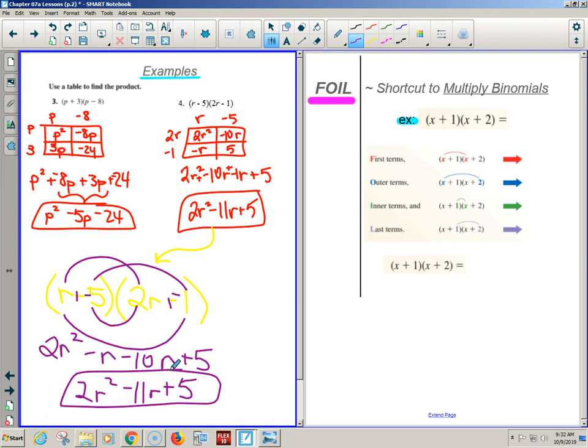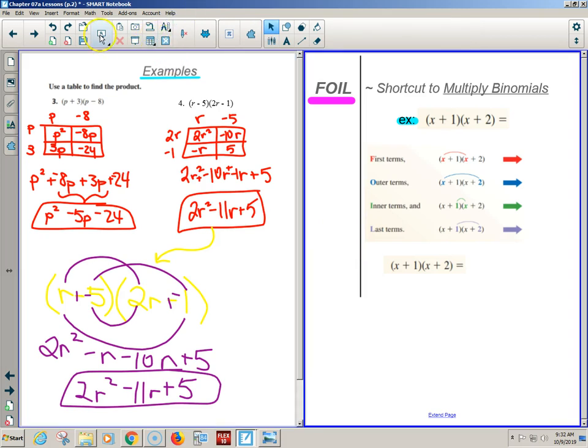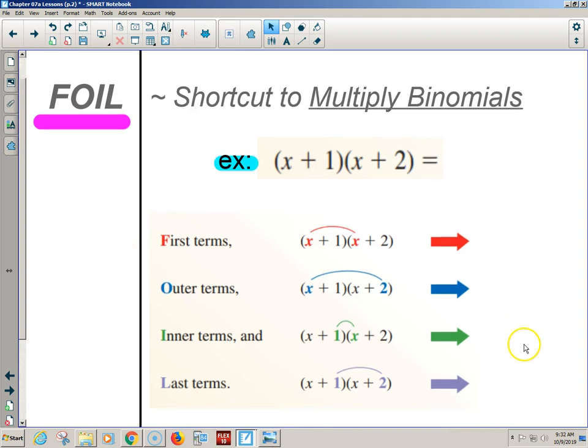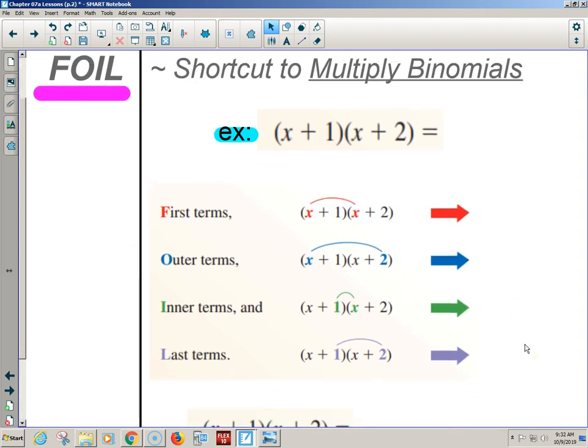FOILing just lets you have the problem written and do all the work here instead of having to make a table, but there are way more places you can make a mistake. So let me zoom in on that FOIL, because some of you are hearing me say FOIL, but it might not make near as much sense as if you were to see the words. So what does FOIL say? Whenever you have a binomial times a binomial.